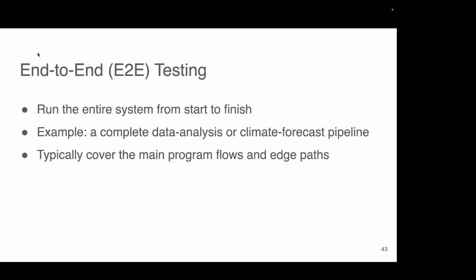So now a quick overview of end-to-end testing. End-to-end testing is when you run the entire system from start to finish. This could be, for example, running a climate model or ocean model, initializing parameters, and then running it for like 100 years or something. And typically, this covers the main flows of the program.